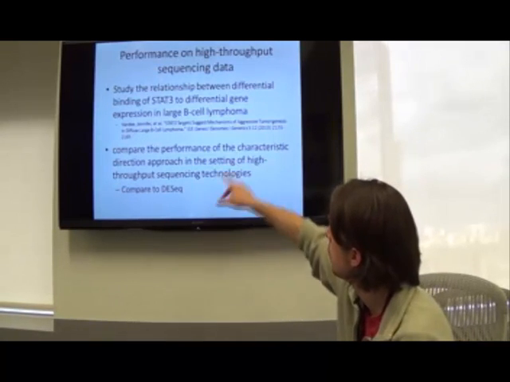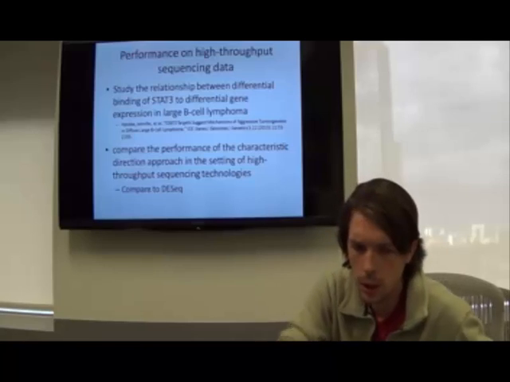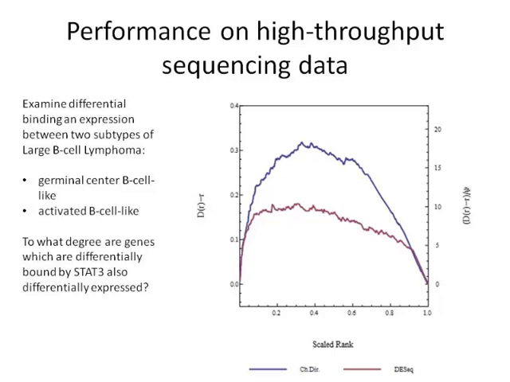We picked one, which is from this paper here. They have differential gene expression and also differential binding of STAT3, so they're interested in this one particular gene. They used RNA-seq, which is currently the most popular method of looking at differential expression. And so they looked for consistency: are genes which are differentially bound by STAT3 also differentially expressed under perturbation of STAT3?